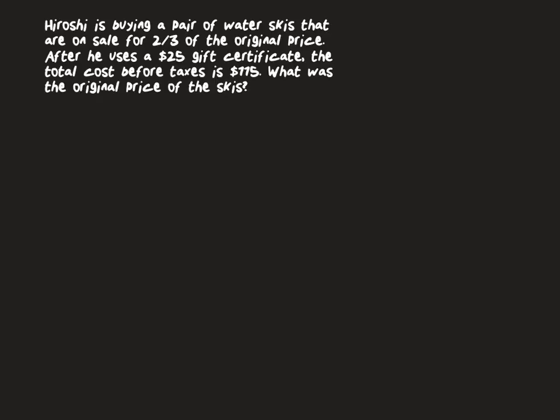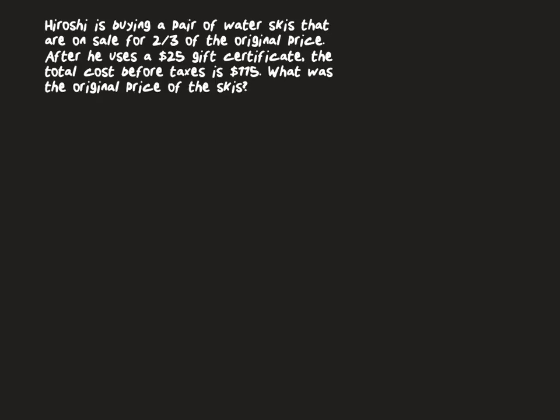Okay, so write and solve a multi-step equation. Hiroshi is buying a pair of water skis that are on sale for 2/3 of the original price. After he uses a $25 gift certificate, the total cost before taxes is $115. What was the original price of the skis?